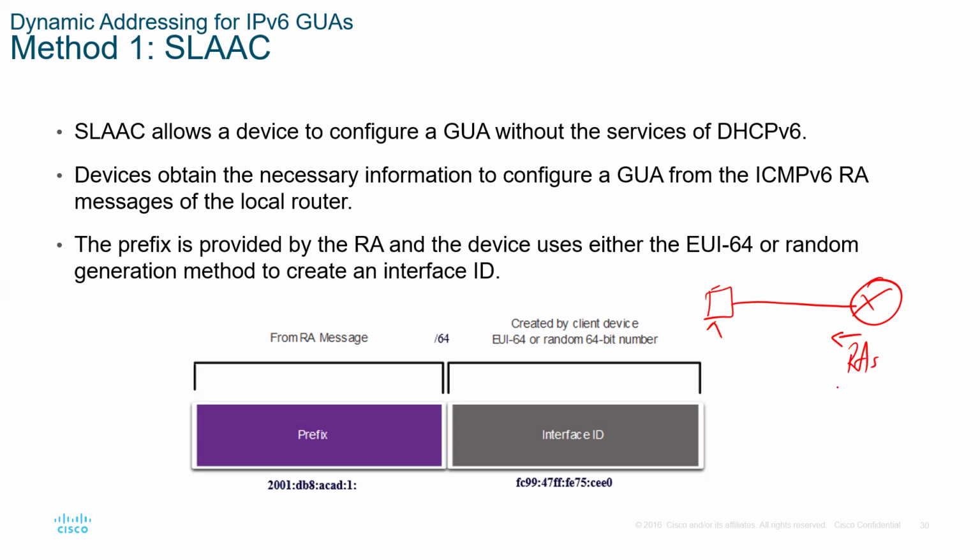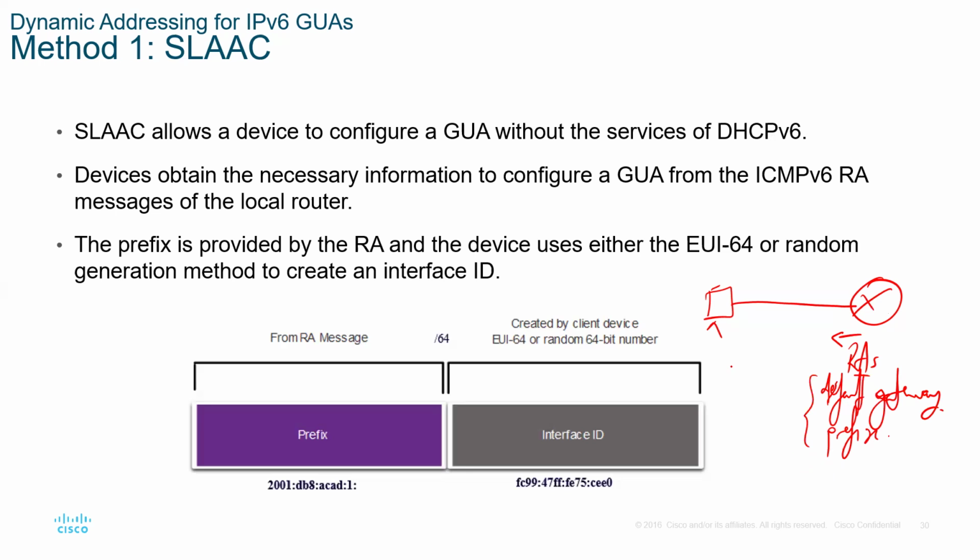And in these RAs, there is information about the default gateway, because the router knows the default gateway of the network is this. The network prefix, which is basically the network ID in IPv6. The network prefix is this. So this is the information that the RA message contains, being sent at intervals.